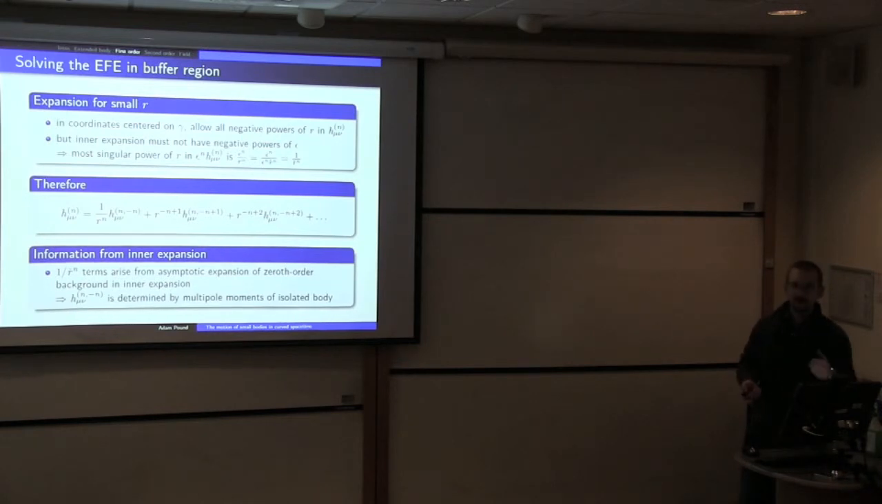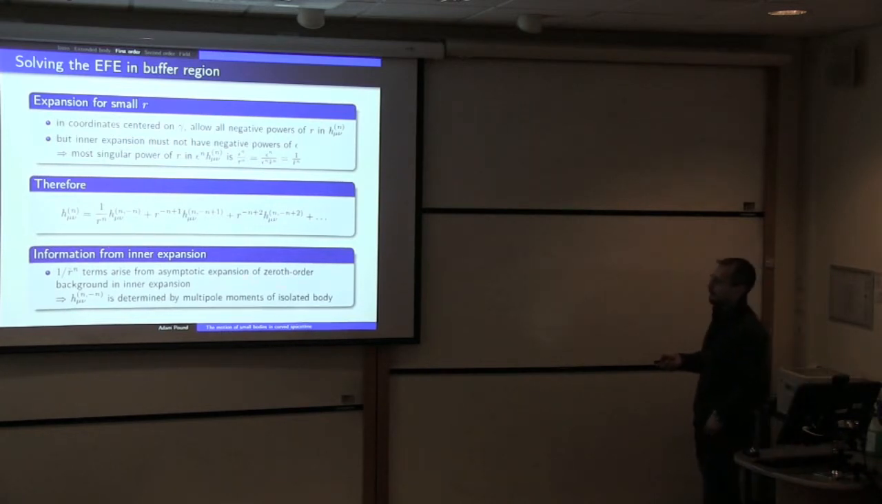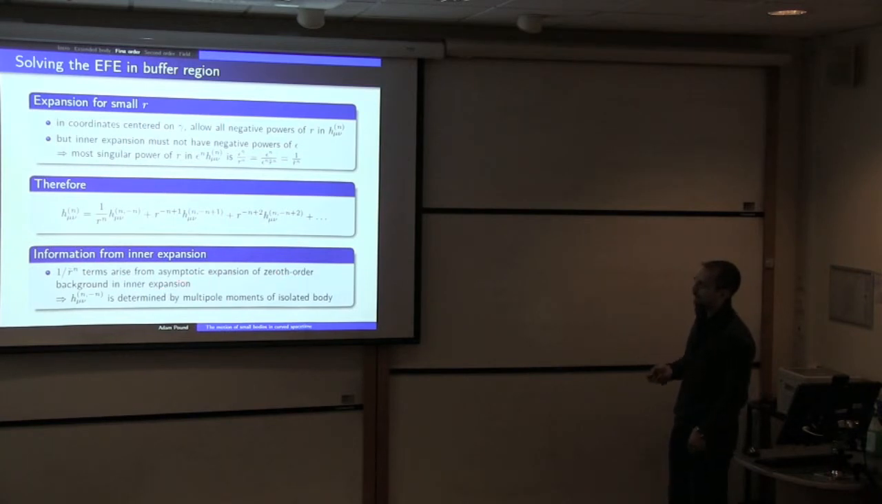So where could they come from if I was looking at the inner expansion? The only place they can come from is the background, because that's the only thing that's independent of epsilon. So what that means is these terms that are 1 over r to the n have to be coming from an expansion of the 0th order background in the inner expansion.